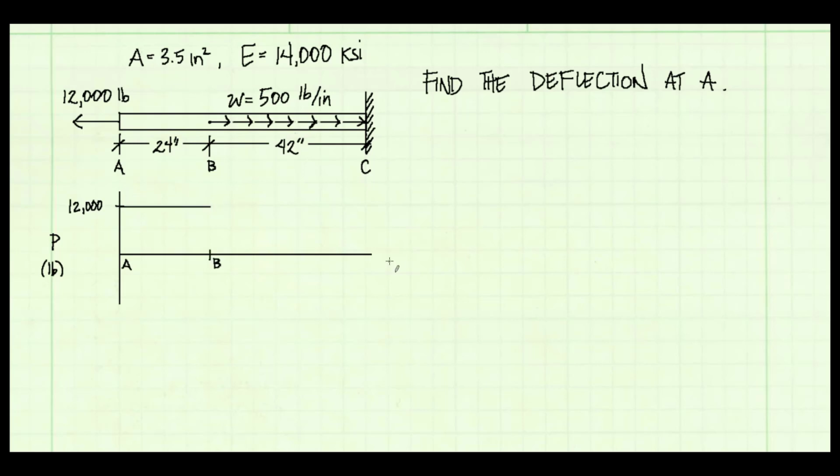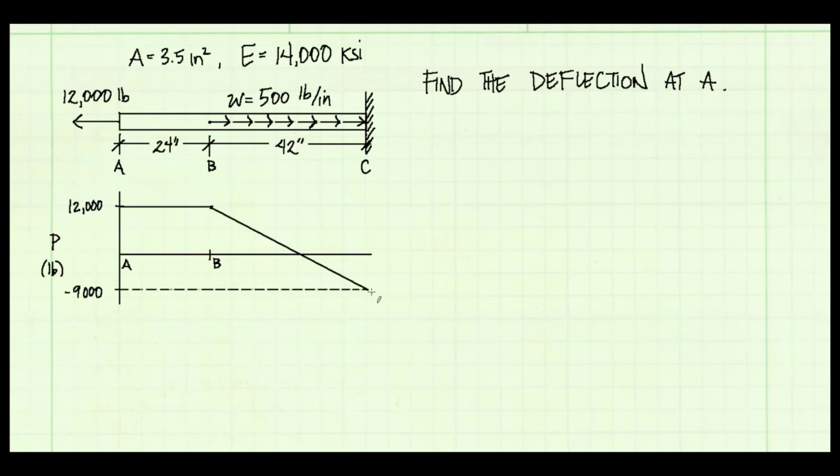Then from B to C we have our uniformly distributed axial force being applied. And it's being applied at a rate of 500 pounds per inch. So for every inch there's 500 pounds being applied. And since that's going in the opposite direction of the 12,000, that's going to make our graph start to go downward. And since it's distributed, it'll be a linear function. So for every inch I'm going to drop 500 pounds. So if I go over 42 inches, I'm going to drop by 21,000 pounds.